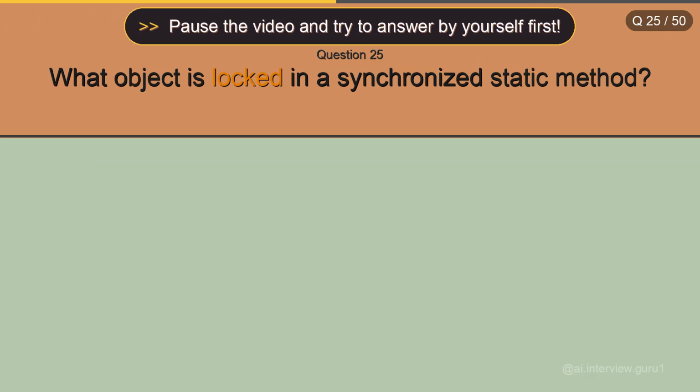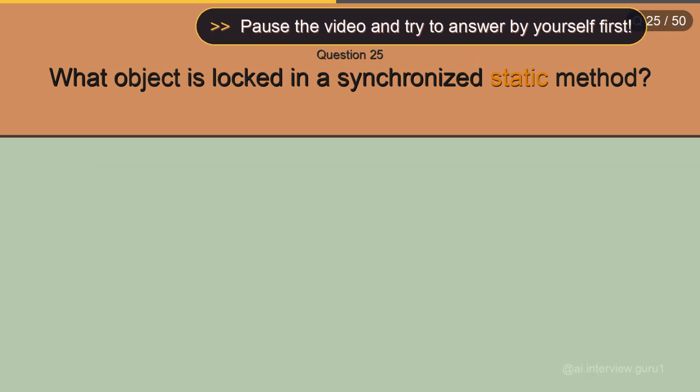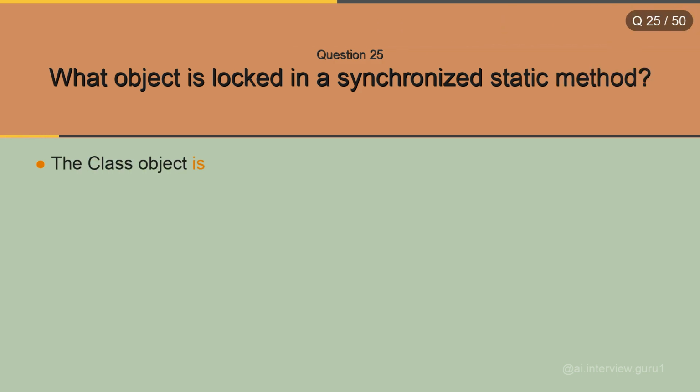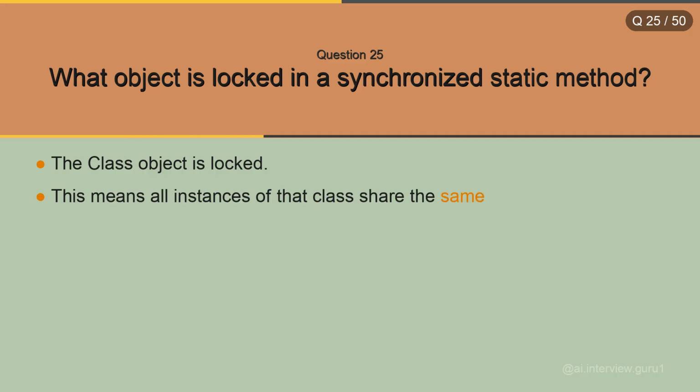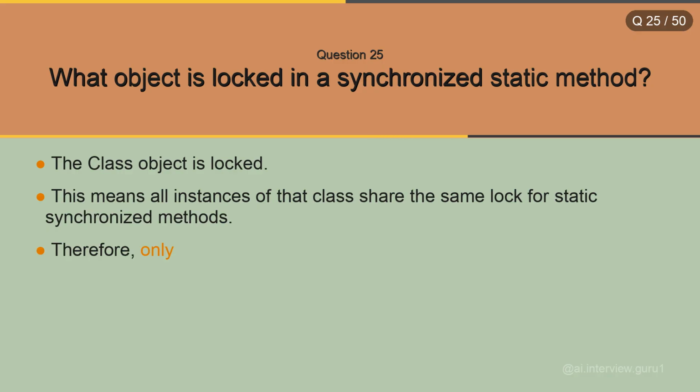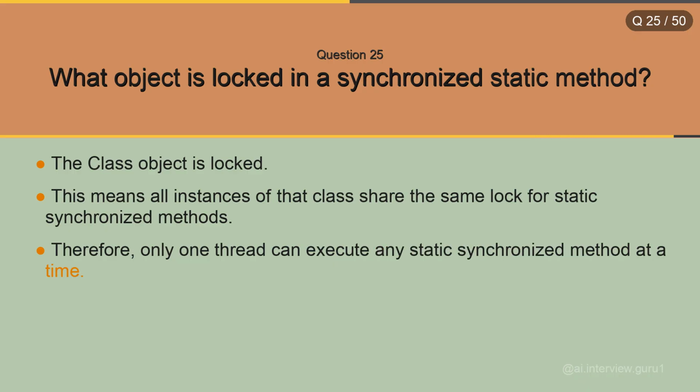What object is locked in a synchronized static method? The class object is locked. This means all instances of that class share the same lock for static synchronized methods. Therefore, only one thread can execute any static synchronized method at a time.